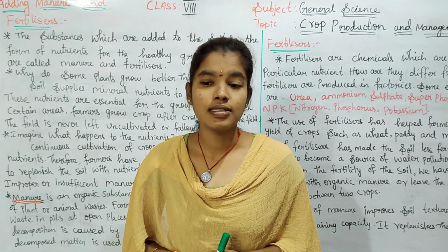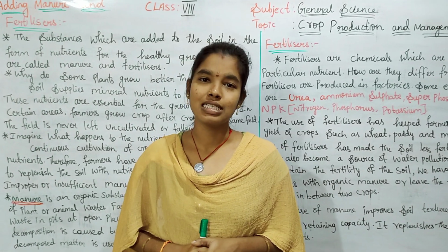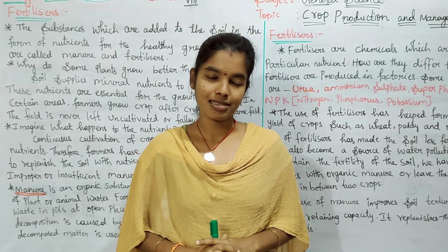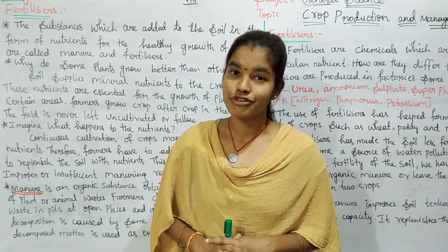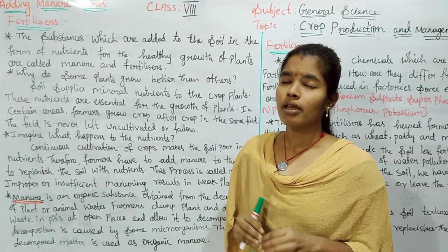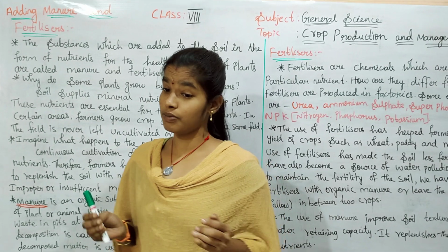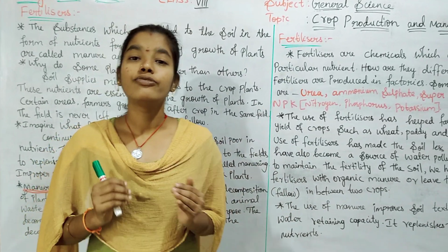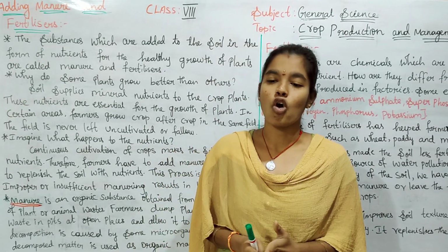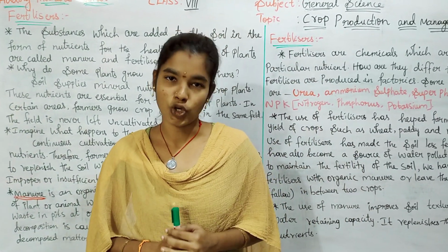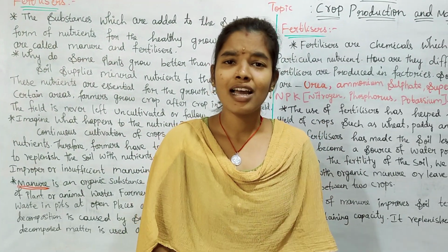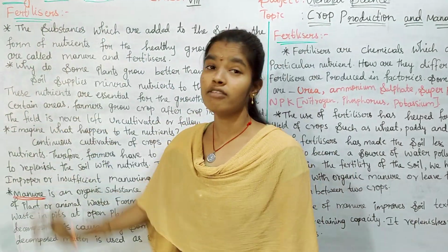The first one is, compost manure is formed from? Listen to the question carefully. Compost manure is formed from animal refuse and rotten vegetables. Which nutrient is given the most for raising field crops? The answer is nitrogen. With that, we'll start today's session, adding manure and fertilizers.